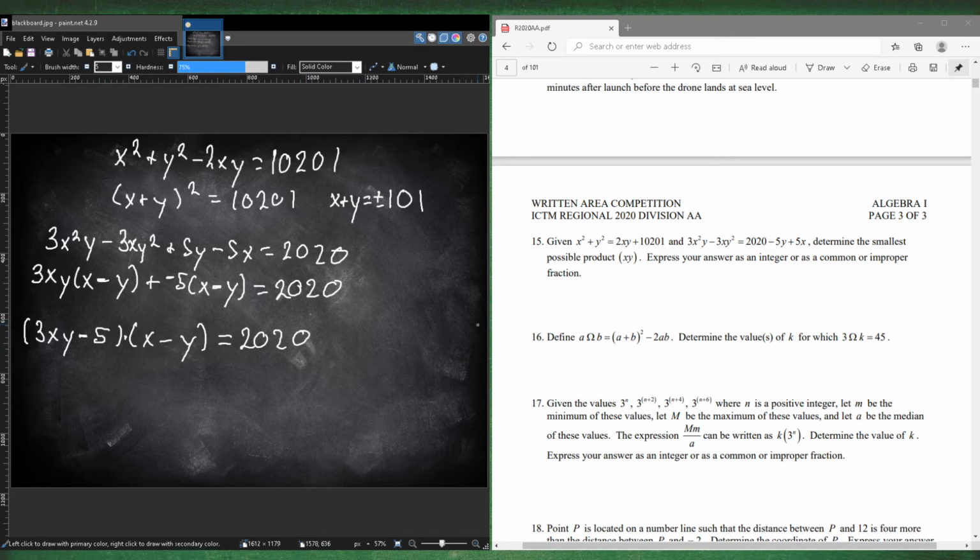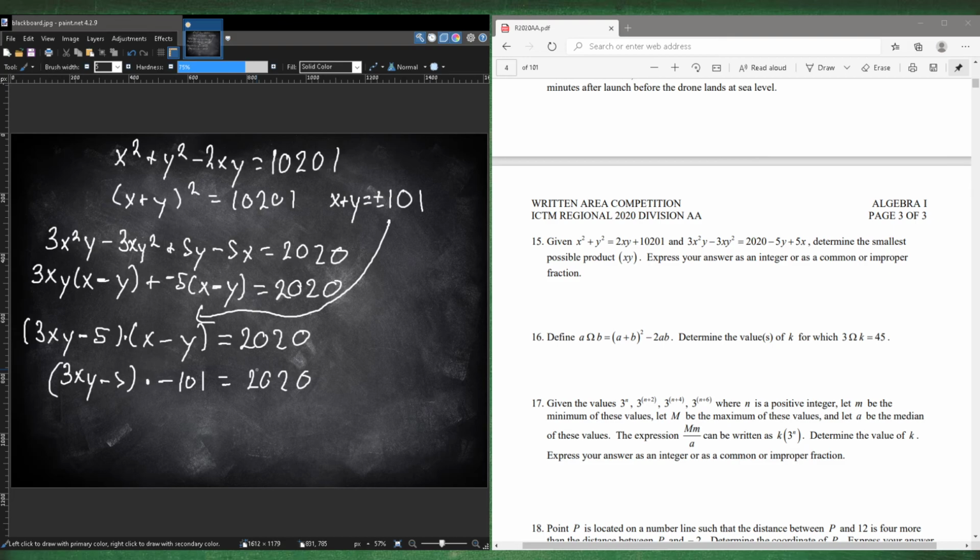And right here, we're looking for the smallest possible x times y. So that's what we're looking for. So we need to find this value. Well, we already found it. It's right here. So just plug it inside. So since we want the smallest possible, we want to use the negative version. So we have (3xy minus 5) times negative 101 equals 2020.